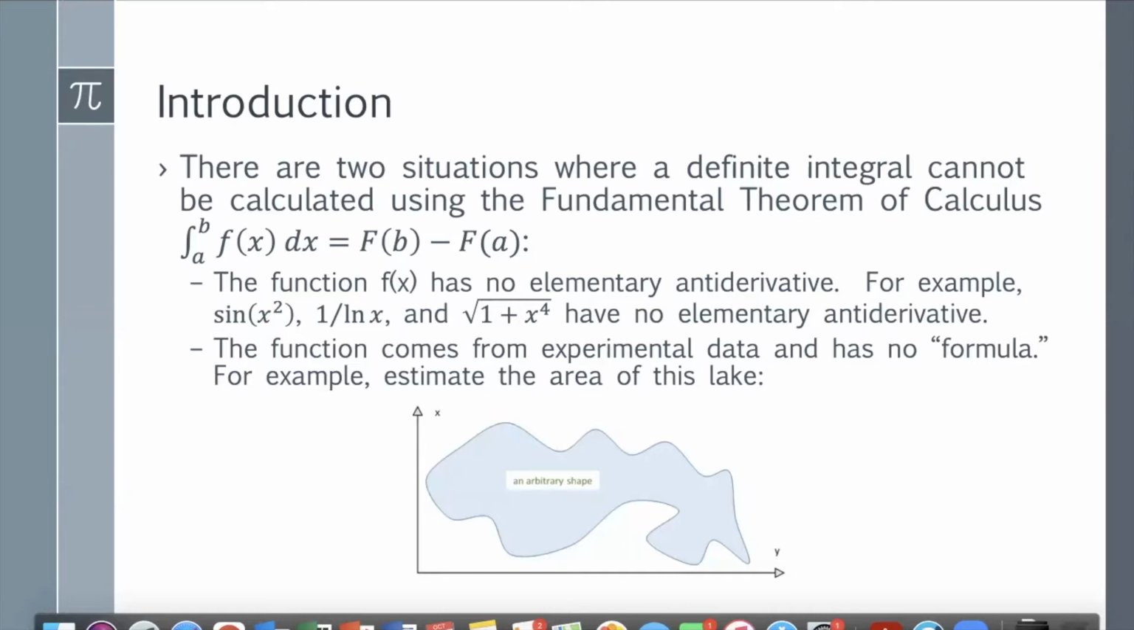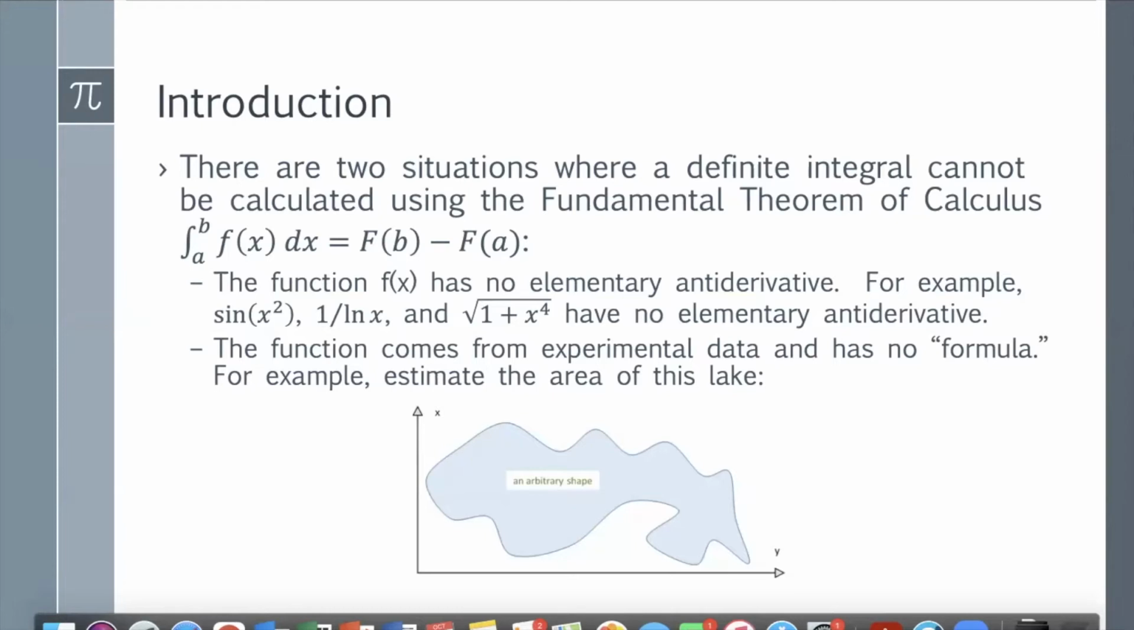So the first situation is where the function f of x has no elementary antiderivative. There are lots and lots of functions that have no elementary antiderivative. Literally impossible to find an antiderivative for that function. Some examples are the sine of x squared, 1 over natural log of x, and the square root of 1 plus x to the fourth.